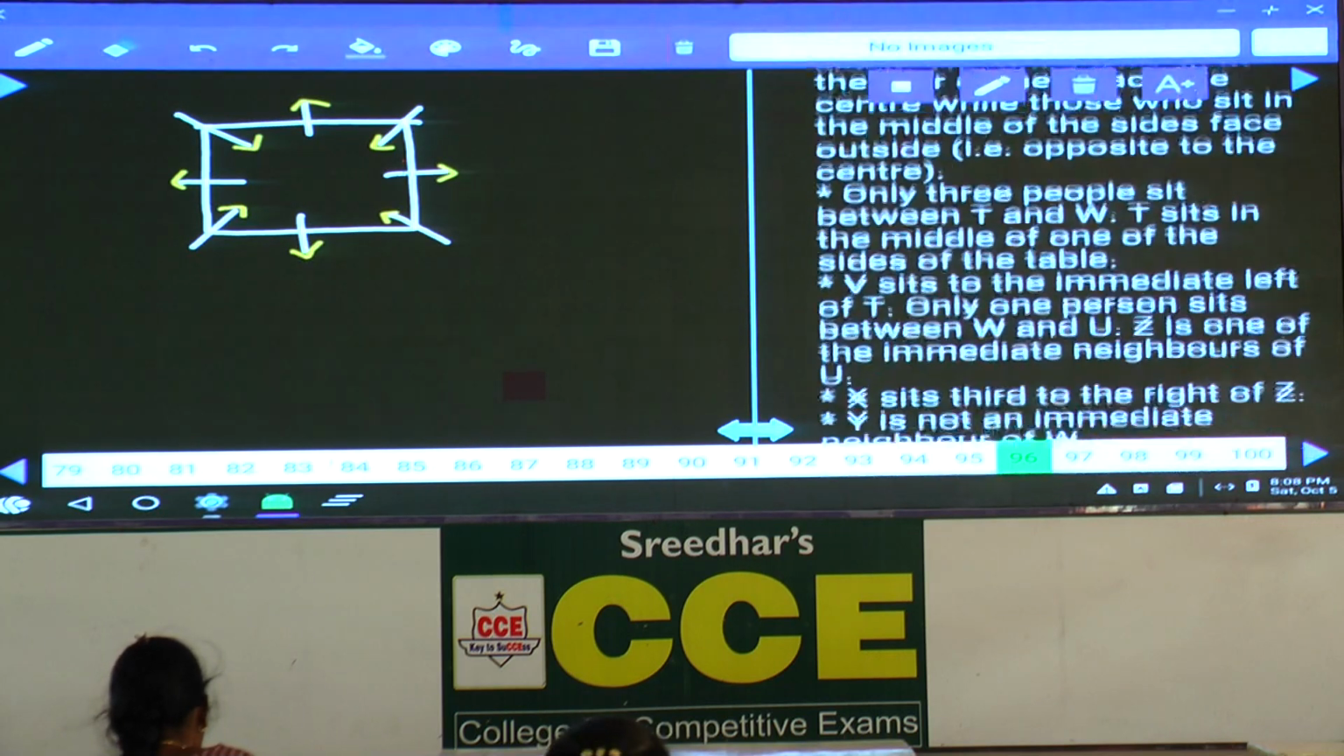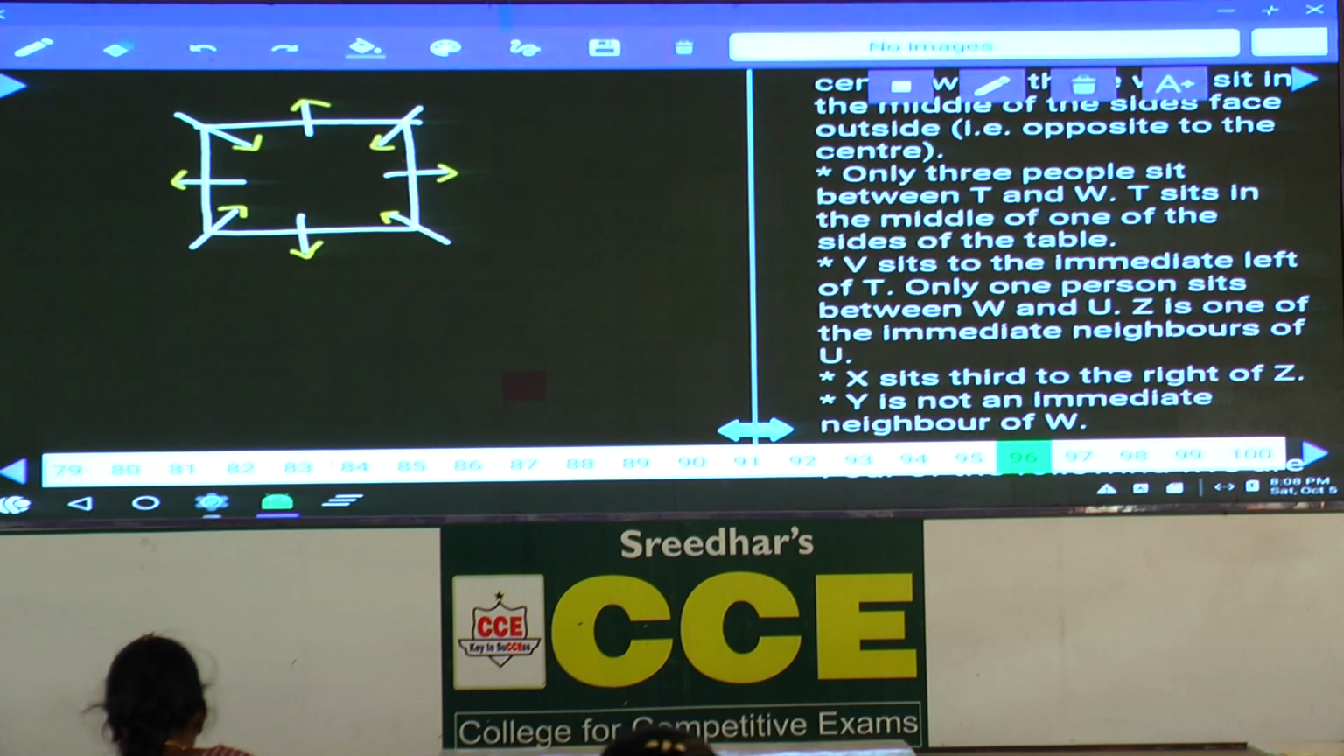Then condition number 1. Only 3 people between T and W. T sits in the middle of one of the sides of the table. As T sits in the middle of one of the sides, T must be at this place. If T is here, 3 people between T and W means T and W must be opposite to each other. And next, V sits to the immediate left of T. V must be here, immediate left.